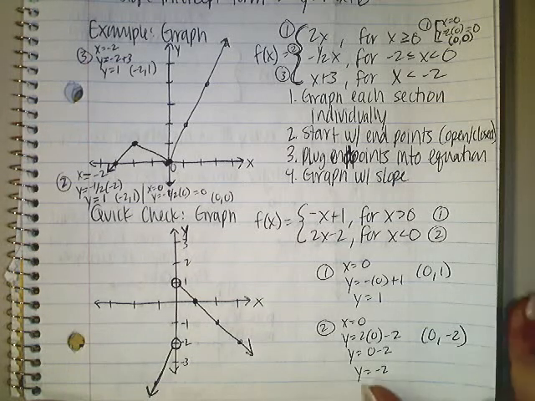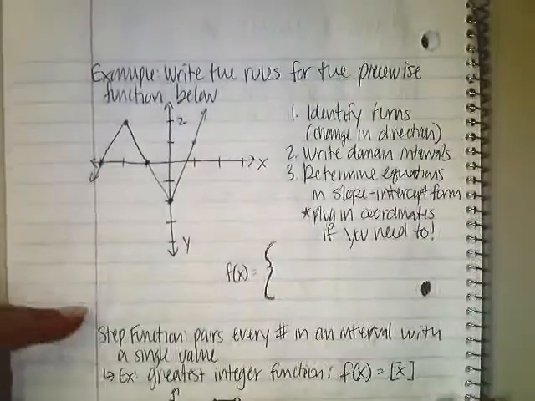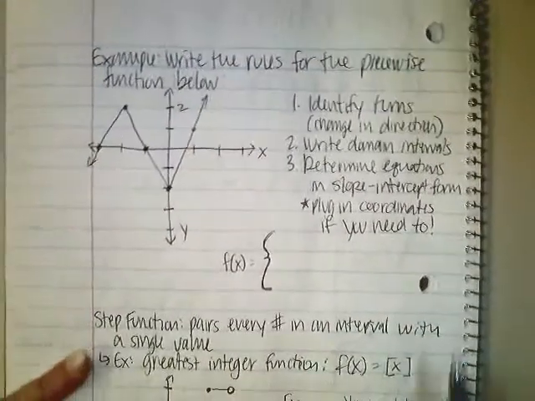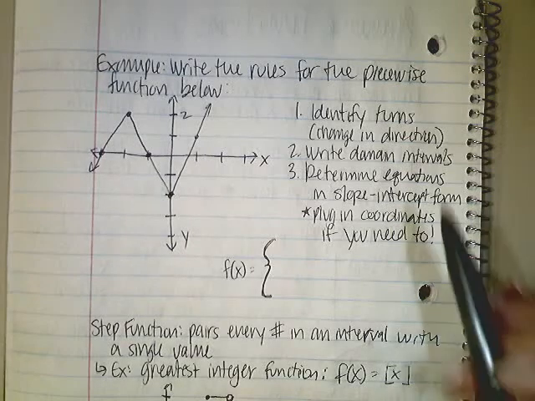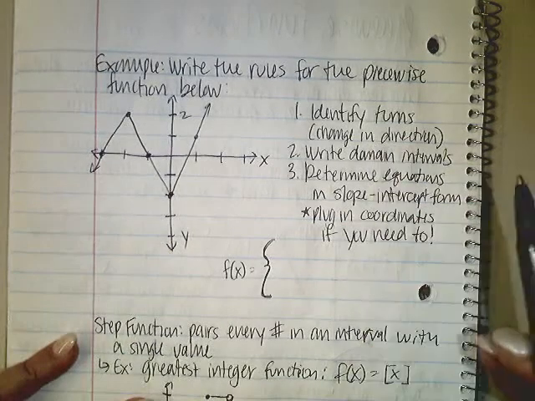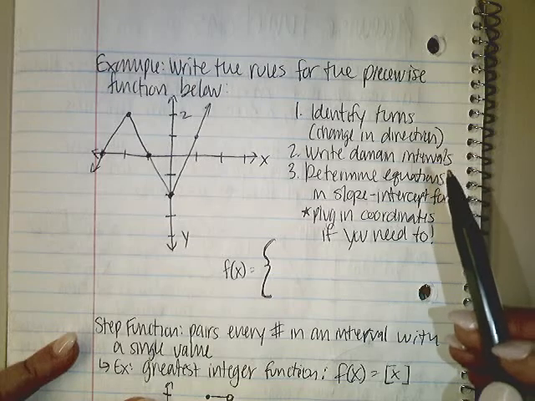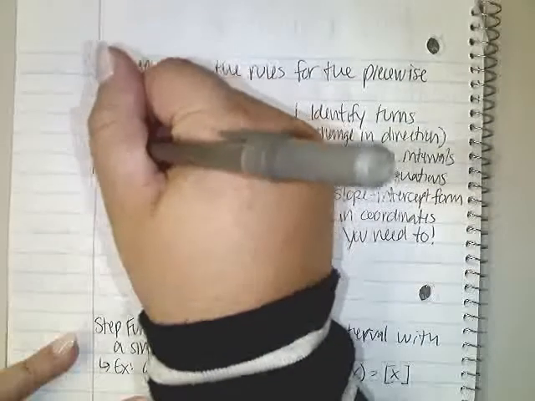All right, I'm going to flip the page. So next example, we're going to write the rules for the piecewise function below. So last time we were given the rules, we graphed it. Now we have to go the other way. So we start by identifying the turns or the change in direction, and that will help us determine our intervals.